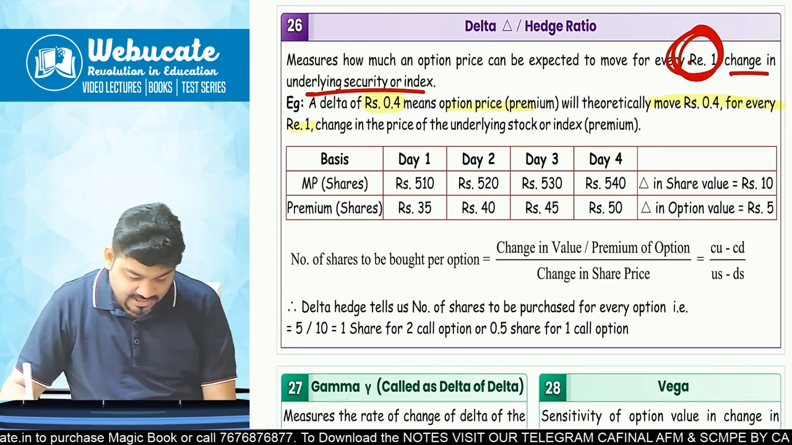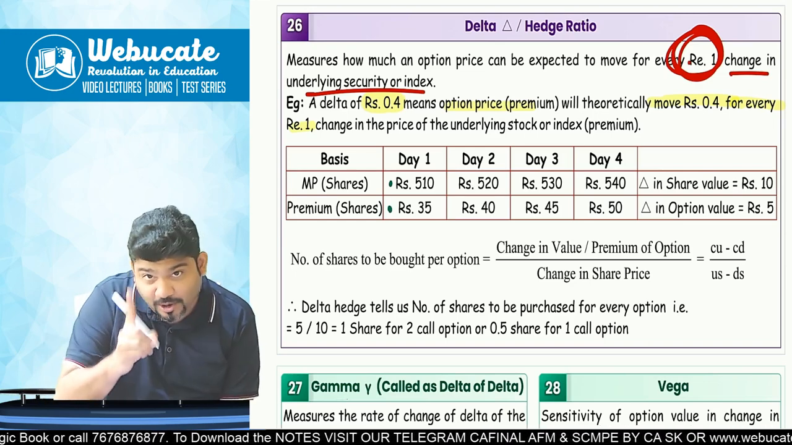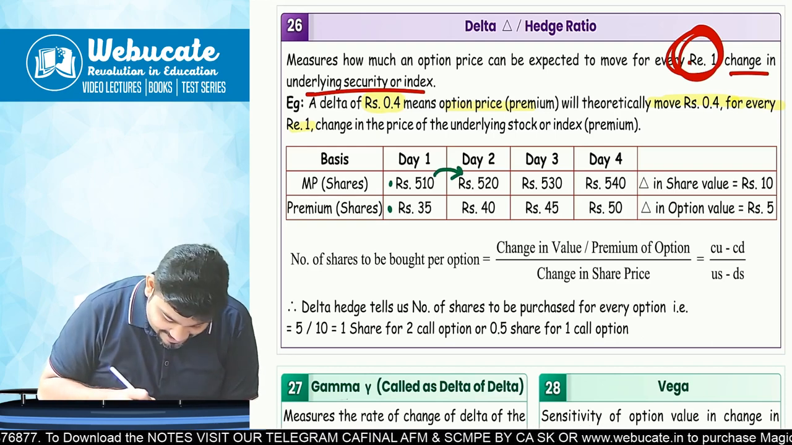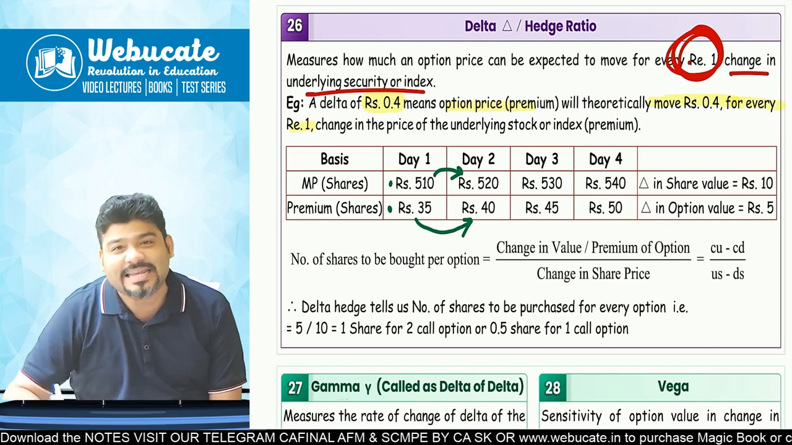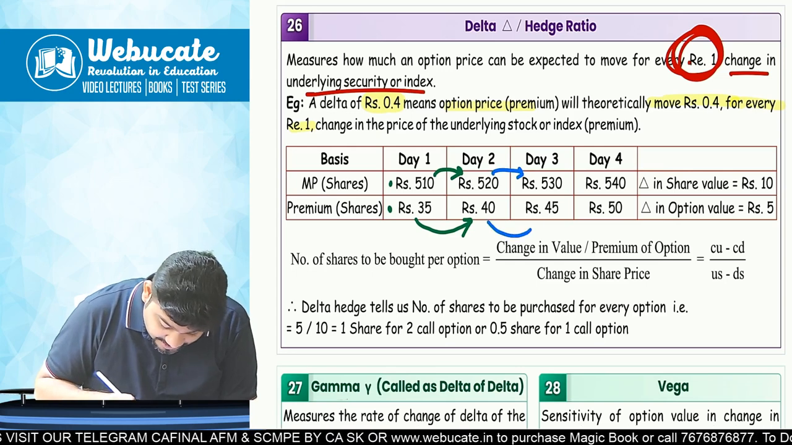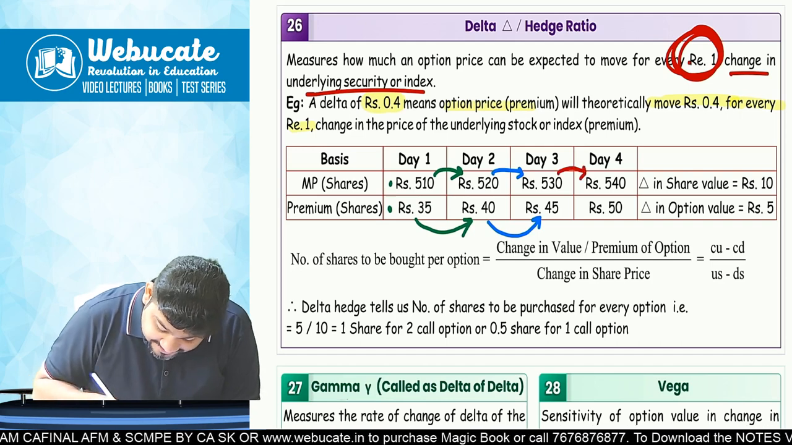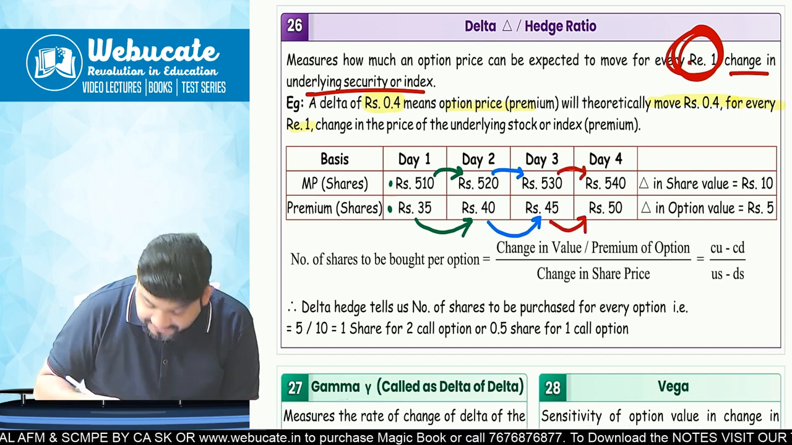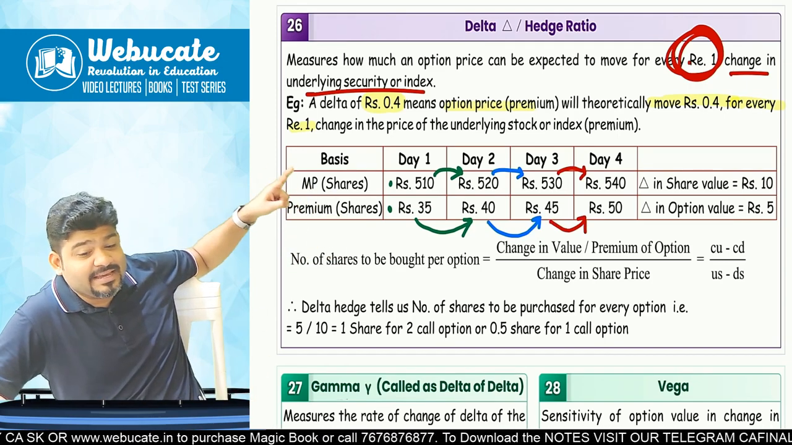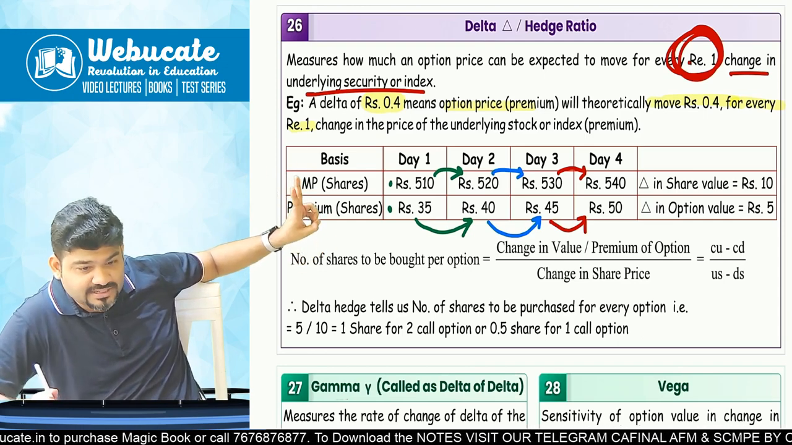Now, first, the market price of shares is 510 and the premium of this is 35. Now, pay attention. When the market goes from 510 to 520, the premium goes from 35 to 40. Gotcha. From 520 to 530, the premium goes from 40 to 45. Gotcha. And then finally, from 530 to 540, it goes from 45 to 50. So what is happening? On every 10 rupee increase in shares, the premium is increasing by 5 rupees. Did you observe this? I'm sure you observed this.